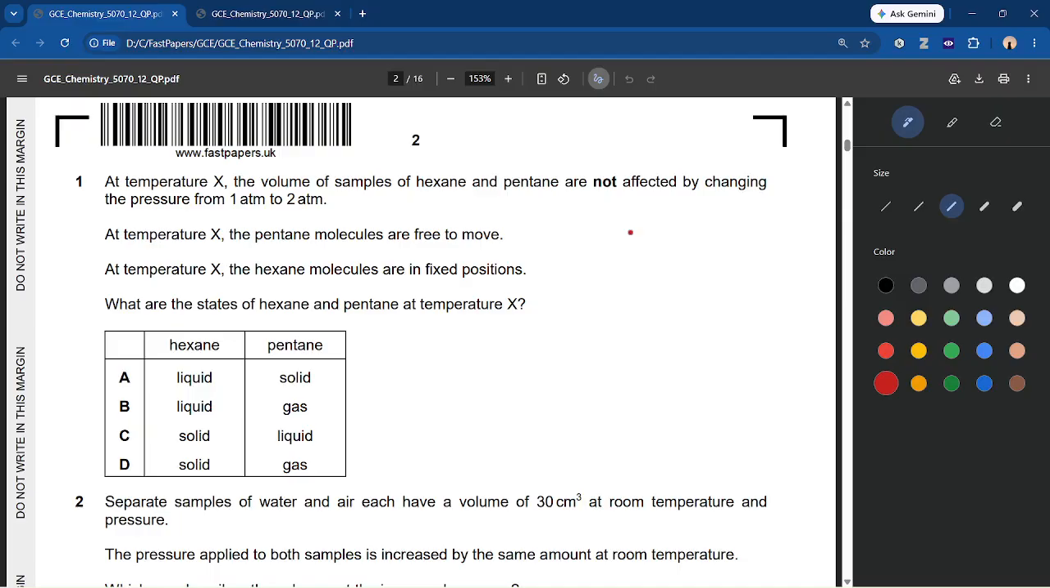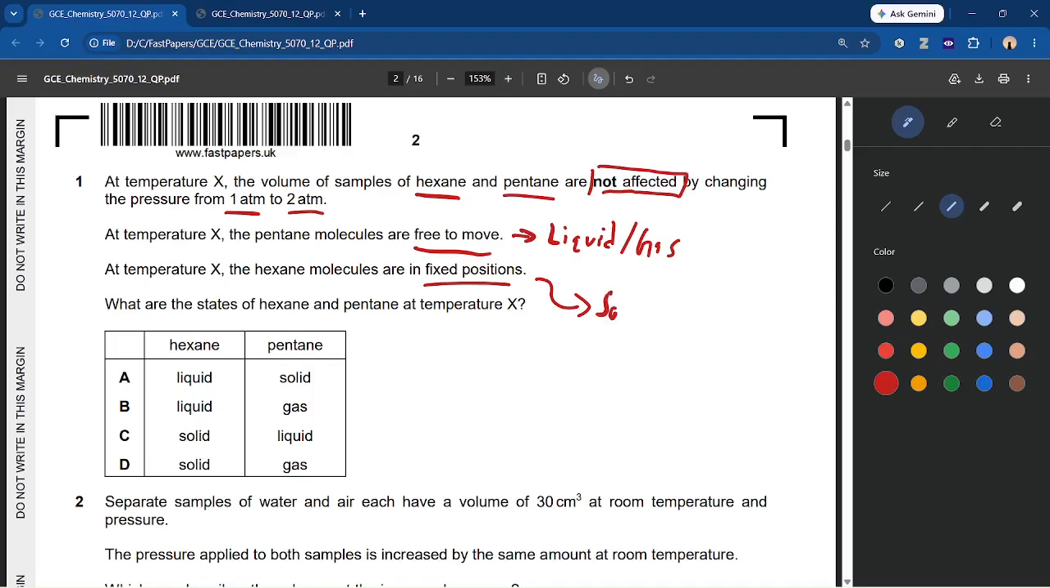At temperature X, the volume of samples of hexane and pentane are not affected by changing the pressure from 1 atm to 2 atm. So the volume is not affected. This is important. You always need to make sure you read the question. At temperature X, the pentane molecules are free to move. At temperature X, the hexane molecules are in fixed positions. Whenever we see anything that says free to move, we can assume that this is either liquid or in certain cases it can be a gas. And then over here it says fixed position. So whenever you see fixed position, automatically you know that this is a solid.